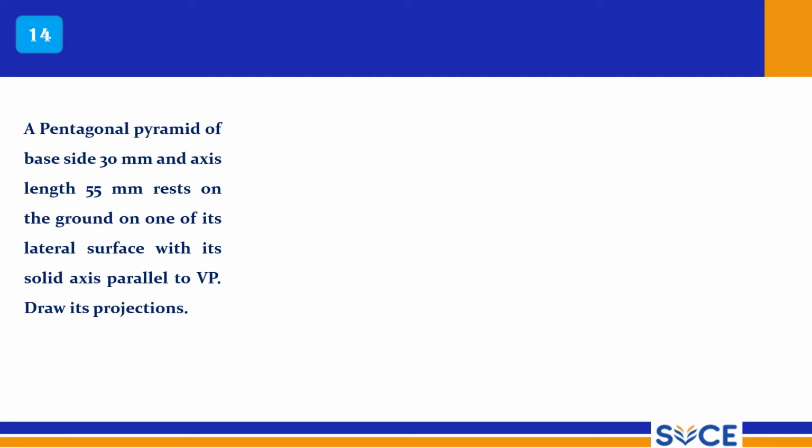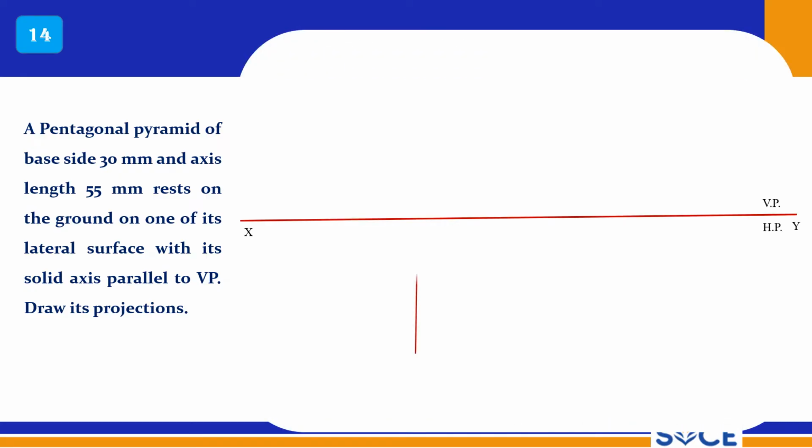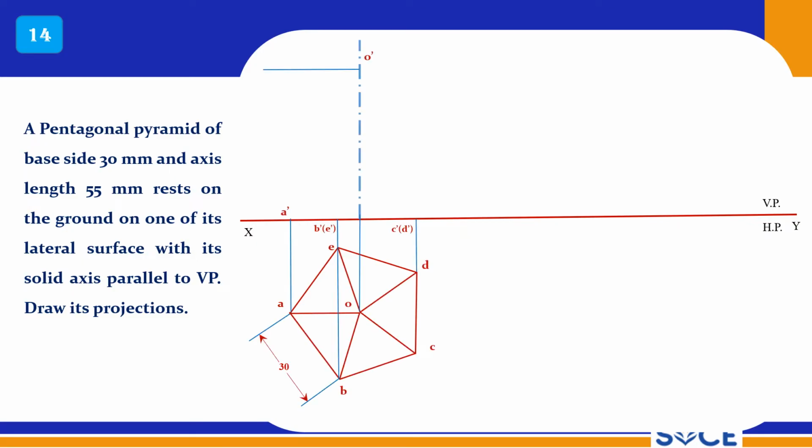So next problem: a pentagonal pyramid of base side 30 mm and axis length 55 mm rests on the ground on one of its lateral faces. Lateral surface is nothing but again a slant face, with its solid axis parallel to VP. Draw its projections. Draw XY reference line and now draw the pentagon and complete the simple front view on top view.